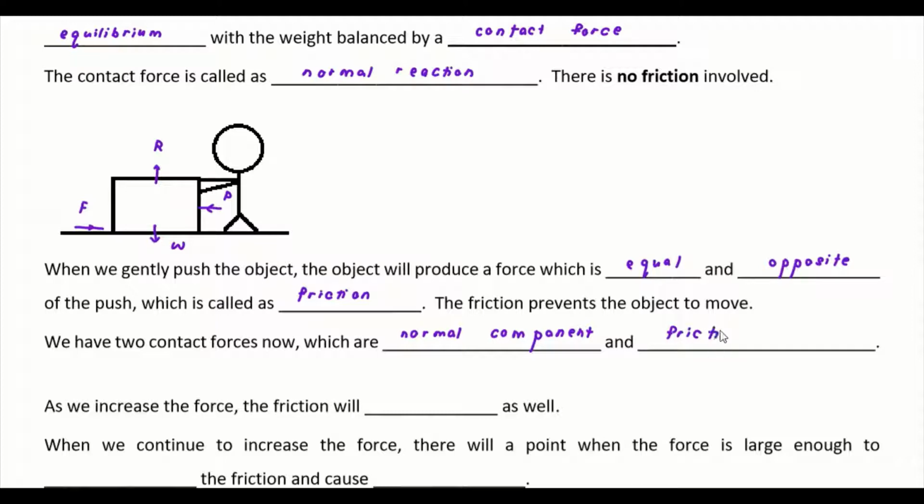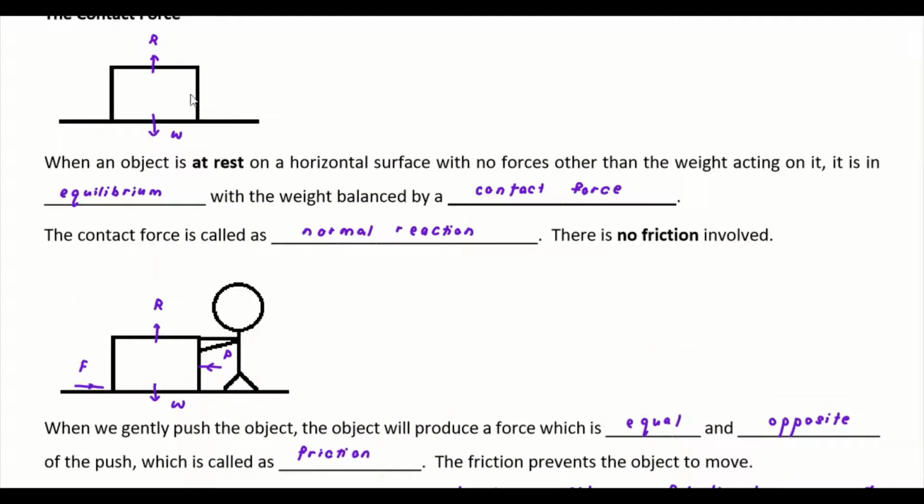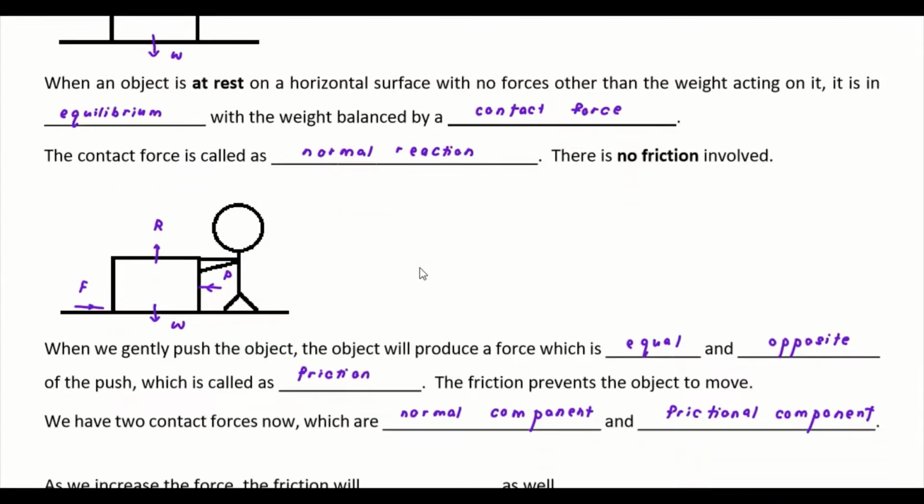Okay, so for all the examples that we are going to look at, you will be experiencing how important it is to identify all the forces that exist in the diagram, and to know how to create your force diagram and so on. For all the contact forces, you will have the normal component and the frictional component if you are trying to push it. If it's just at rest, with no other forces, then you have only one contact force, which is called the normal reaction.